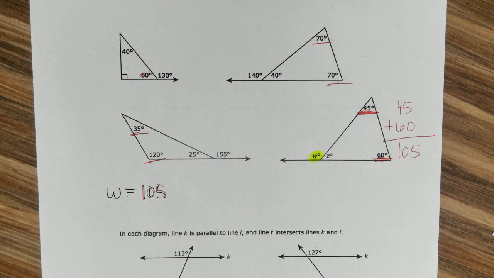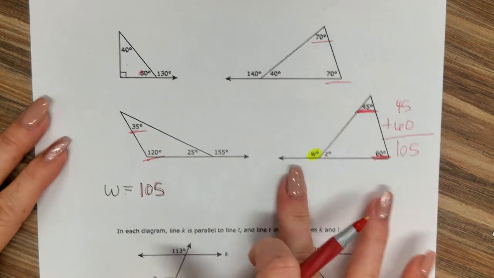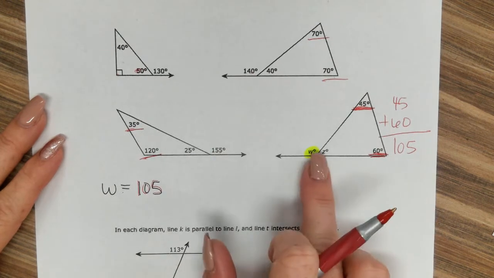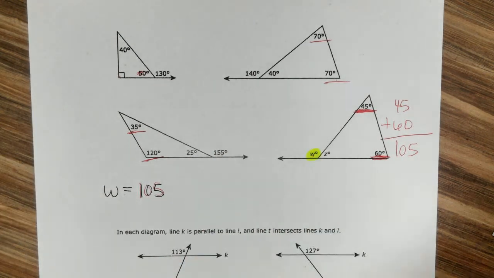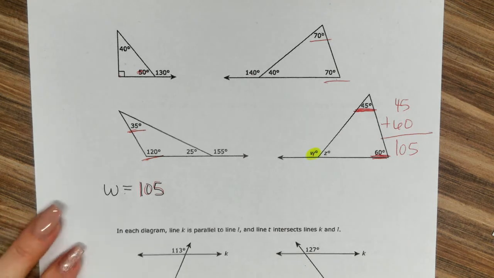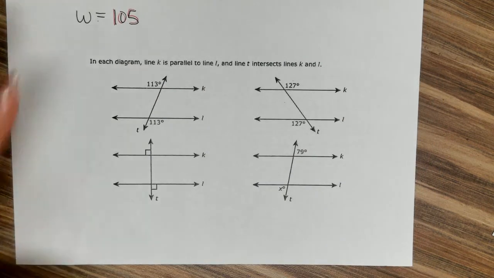Okay? But on the STAR test, they're going to give you 4 pictures. You're only going to care about the one that has the variable, whatever they're asking. So just mark those other ones out. Okay, the next one is parallel lines cut by a transversal.